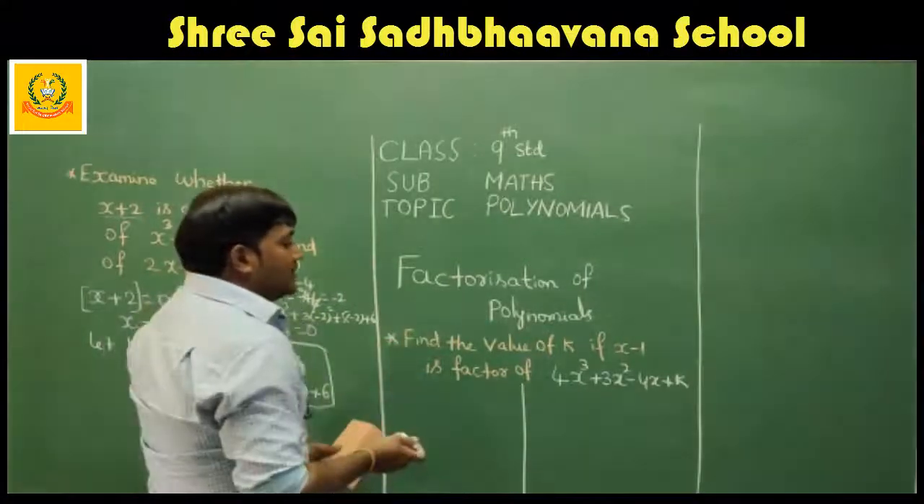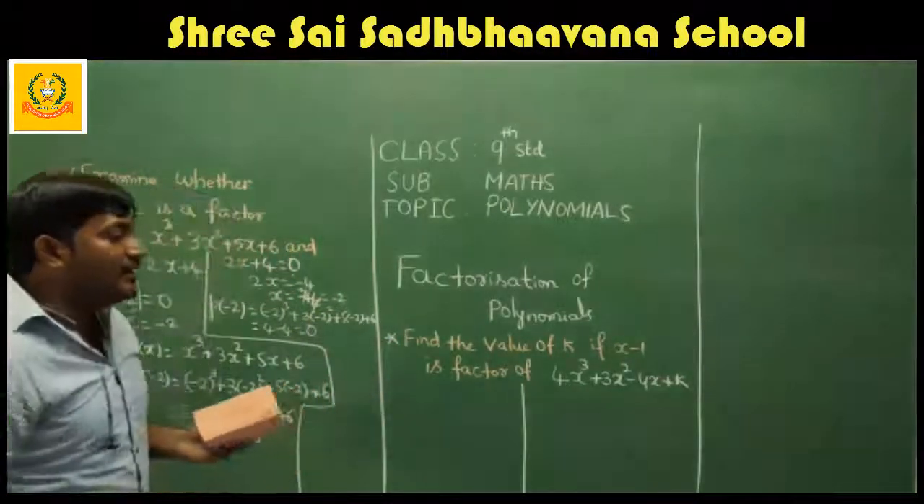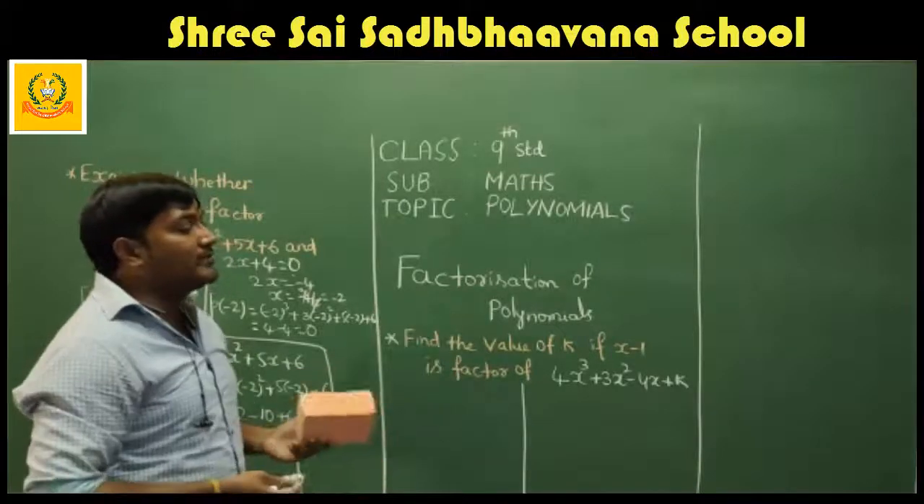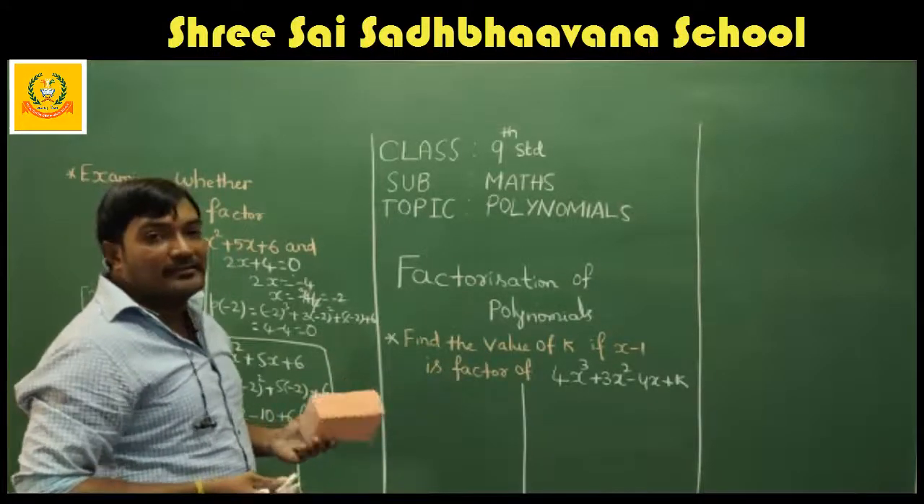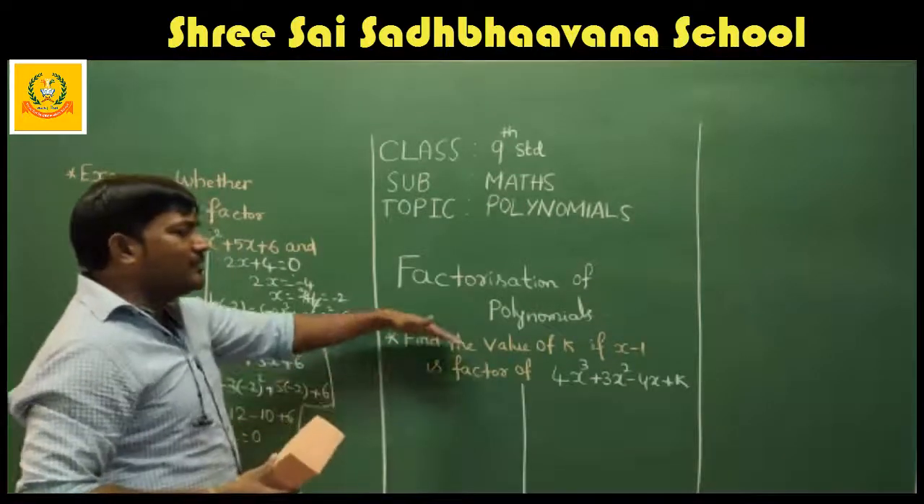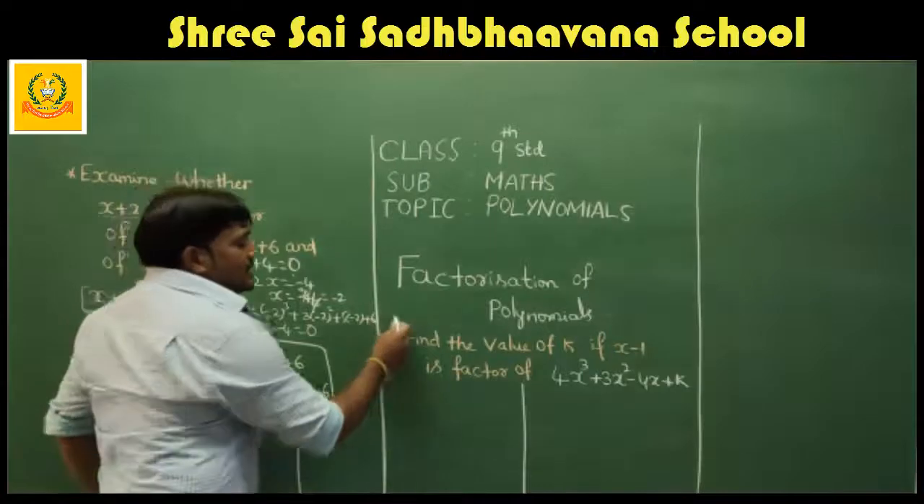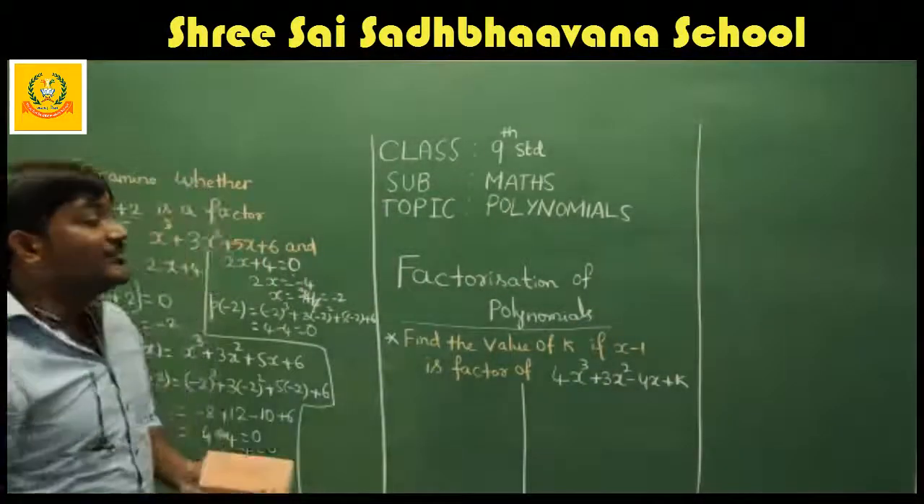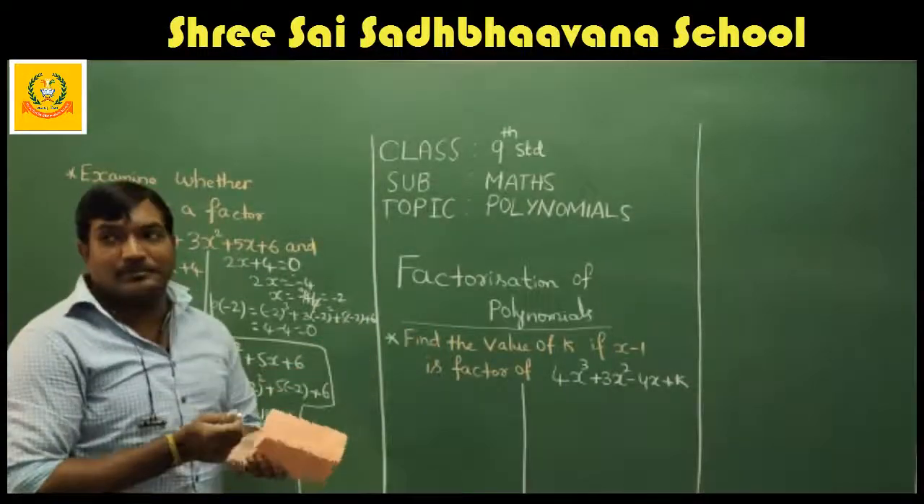What is it? Find the value of k if x minus 1 is a factor of 4x cube plus 3x square minus 4x plus k. Here, this is a sum where they have already given that x minus 1 is a factor of this given polynomial.